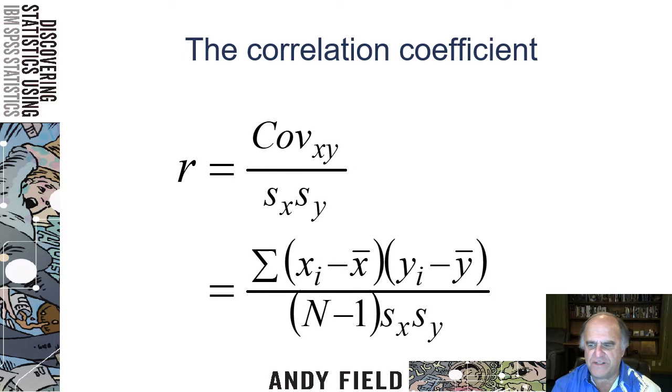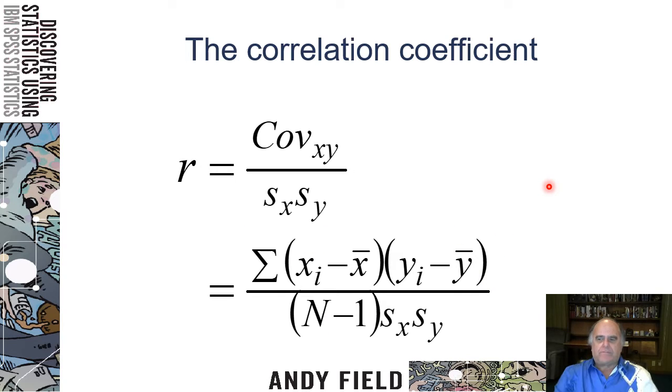Field also gives us a formula for the correlation coefficient in terms of covariances. You can see that Field's formula is R equals the covariance of x and y divided by the standard deviation of x times the standard deviation of y. That's the same as this formula.